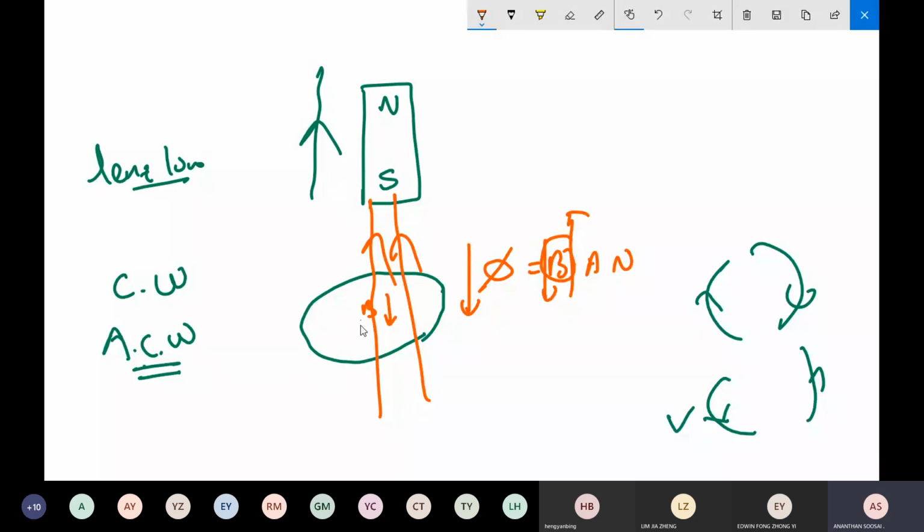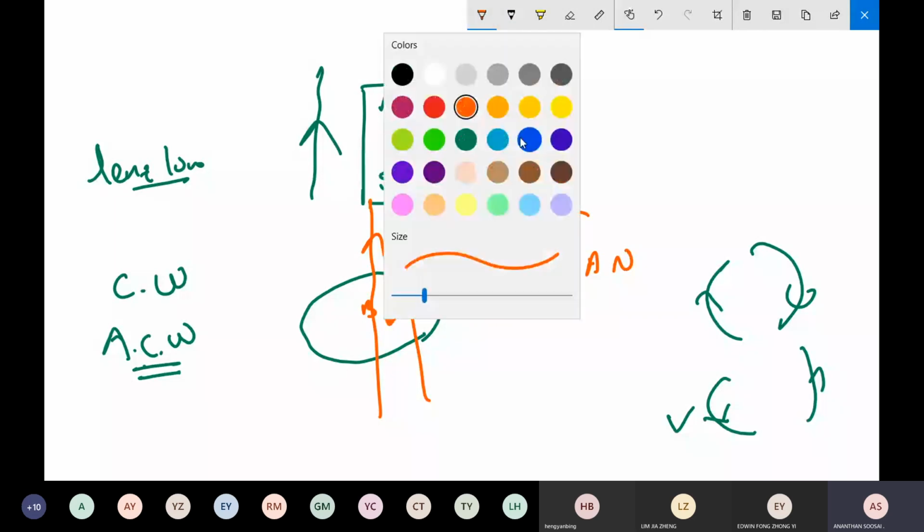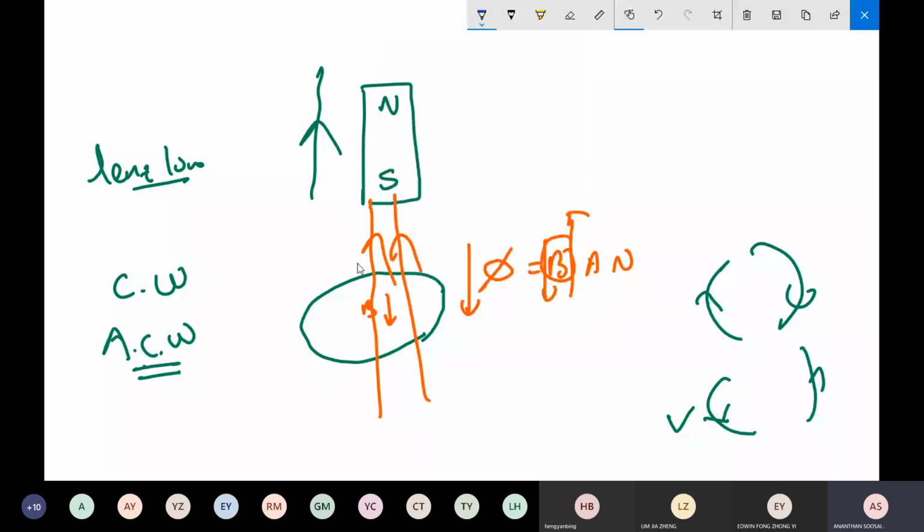So use the right hand grip rule again. Which current direction, clockwise or anti-clockwise, should give the magnetic field upwards? Use your right hand grip rule. Your thumb should point upwards, because we want the magnetic field upwards. So the current should flow anti-clockwise. This is Lenz's law.